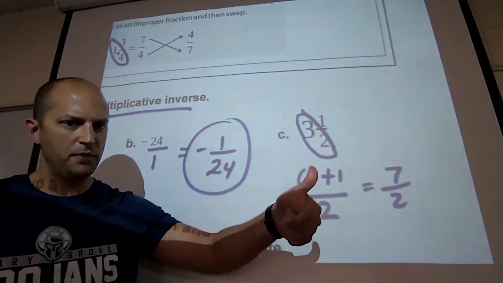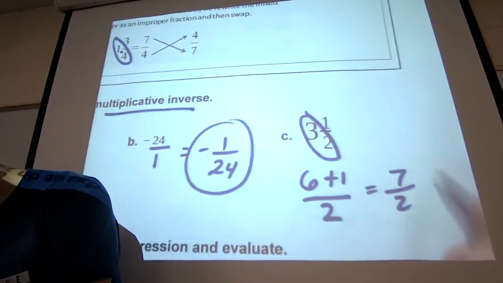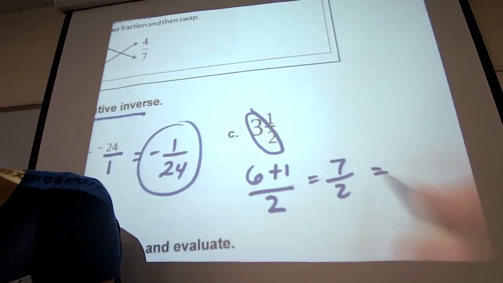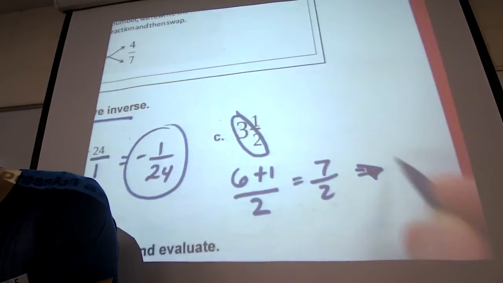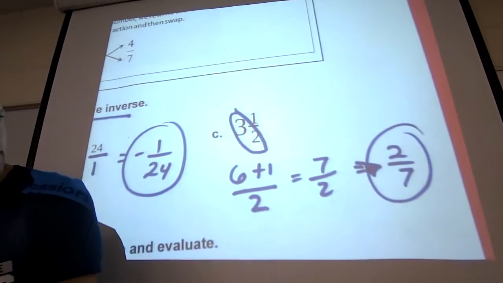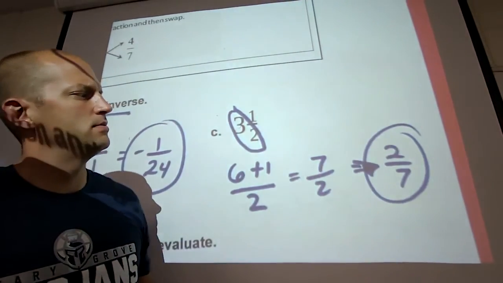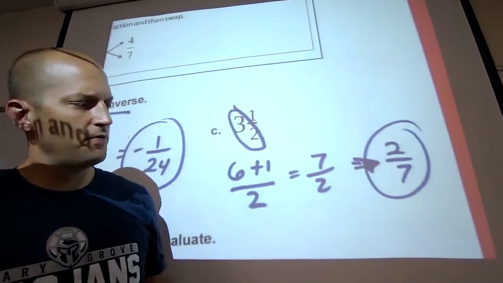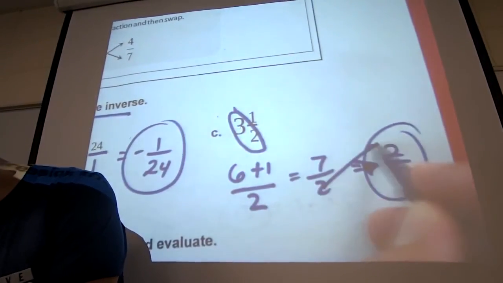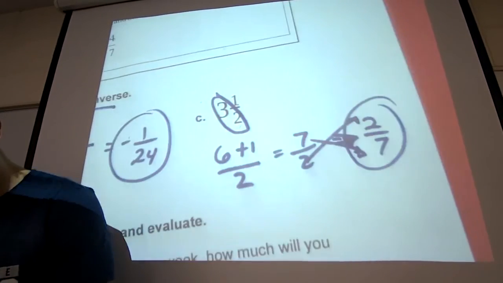Then I'm going to flippy flip that guy. The reciprocal goes to 2/7. So if I want the reciprocal, that's an arrow, flippy flip. The 2 is now on top. The 7 is now on the bottom.